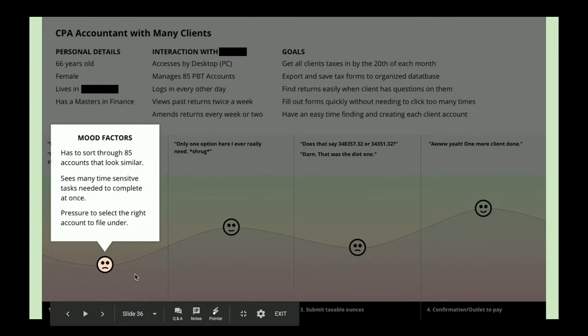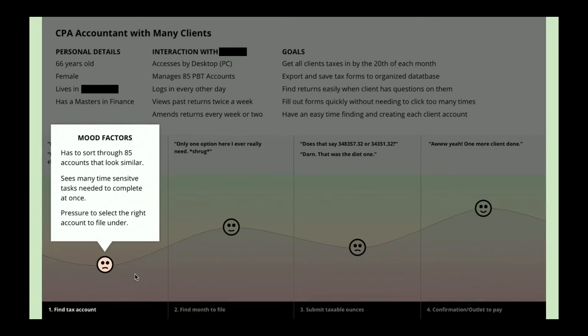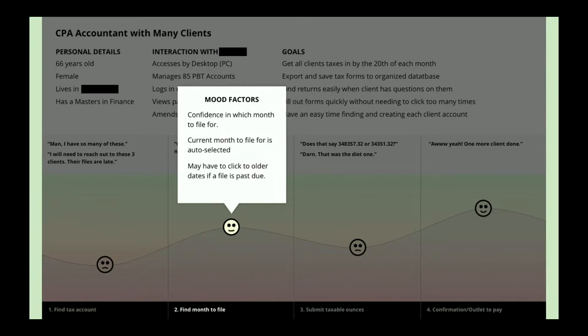So there's a good amount of research that can go into this. This is our best guess. This isn't a definite where we know every CPA accountant is going to feel this way, but we can make an assumption. So when we get to finding a month to file, it's not as stressful for them. They're choosing 1 month. There's not many to go through. So they're a little bit happier here.